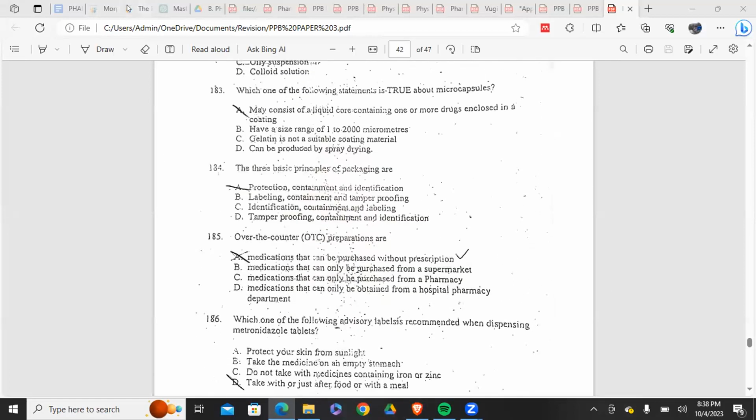A microcapsule consists of a semi-permeable spherical, thin and strong polymer membrane surrounding a liquid core. So it may consist of a liquid core containing one or more drugs enclosed in a coating.